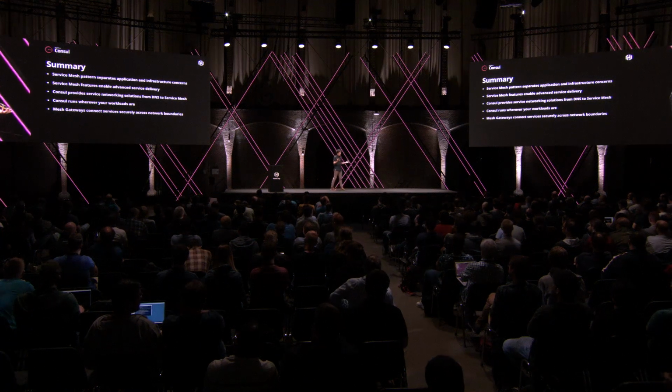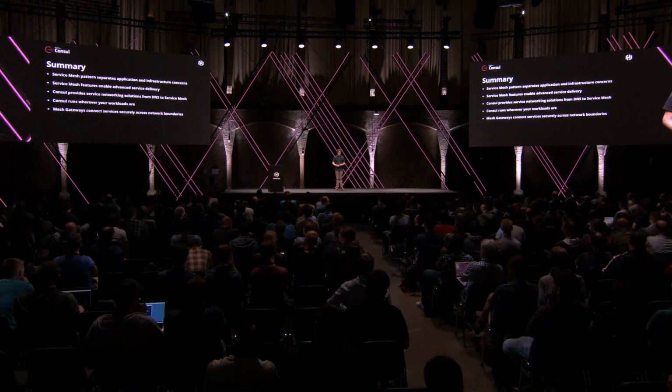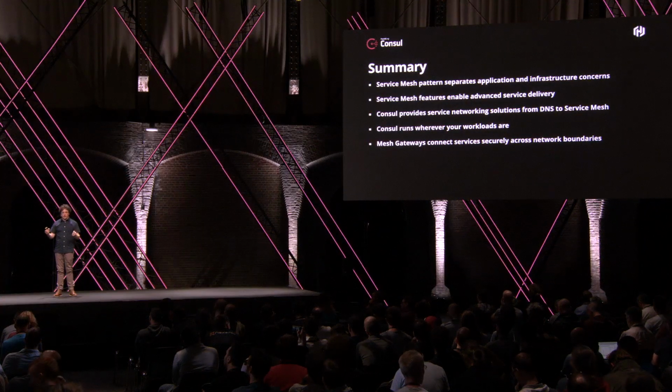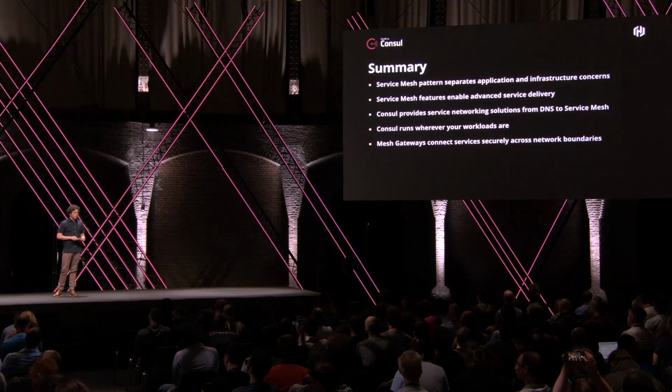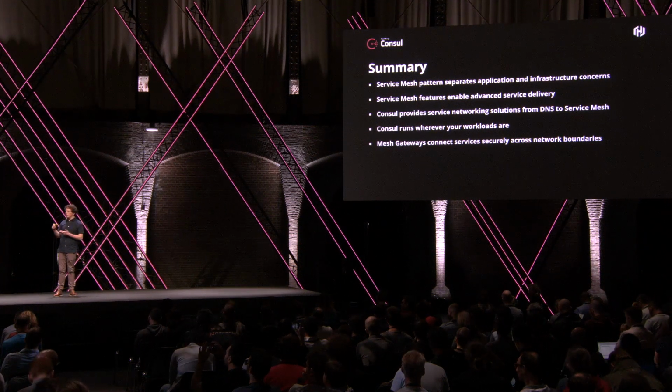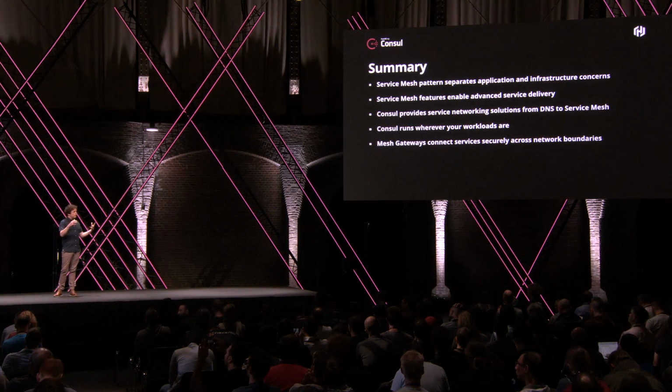So I want to sum up what we've talked about. We've talked about the service mesh as a pattern, how it maps to your organizational teams, how it maps to your infrastructure team, providing network connectivity as a service to developers. We've talked about how features can enable security, can enable advanced delivery options. And again, that's offered as a service. That's not something you have to bake into your applications.